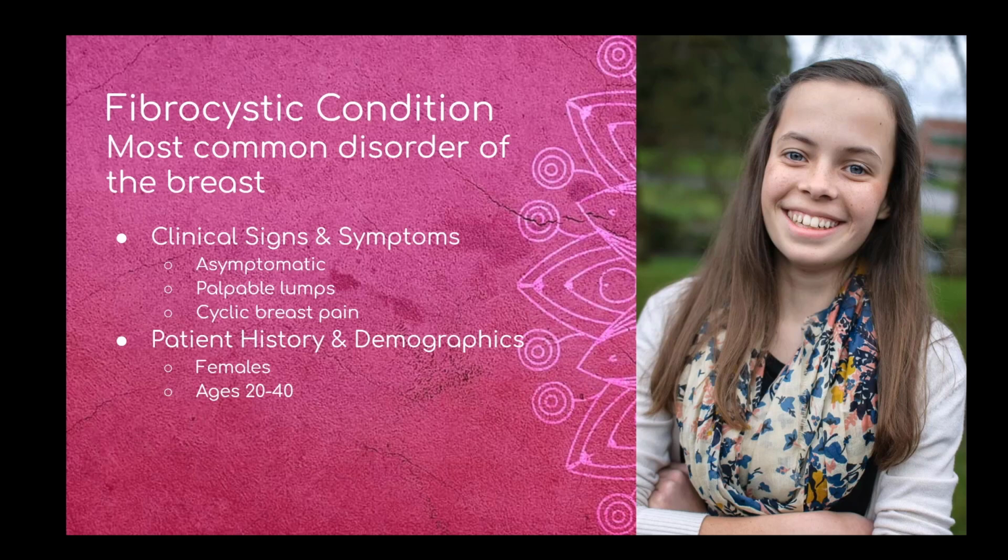Now these patients are going to be mostly asymptomatic. They might feel some palpable lumps that get larger or smaller with their cycles, and they might also have cyclic breast pain. Again, estrogen plays such a huge role in so many factors of the body that when the estrogen is increasing as our endometrium is increasing, it's going to cause a lot of our sex organs to vary what they're doing, and so we get that cyclic pain along with it. Age range is usually between the ages of 20 and 40, so these are going to be our younger patients.